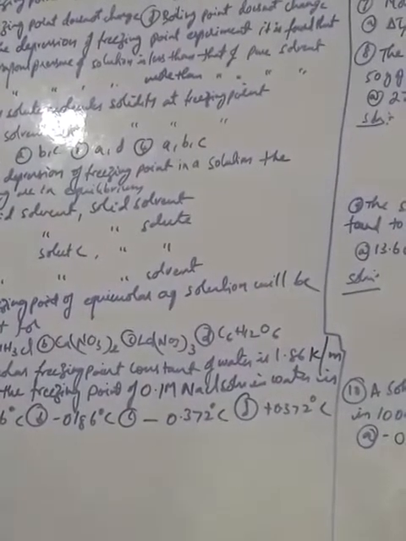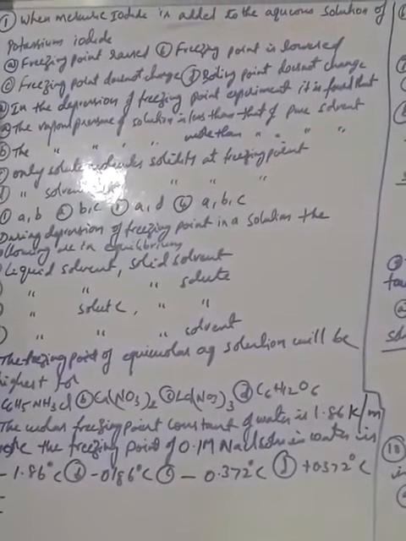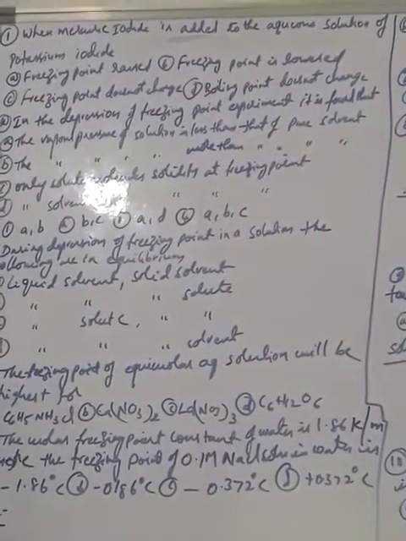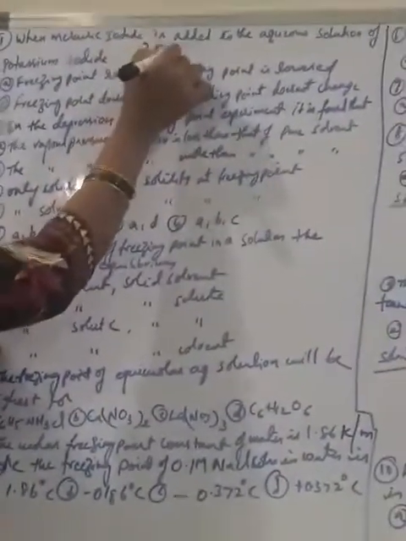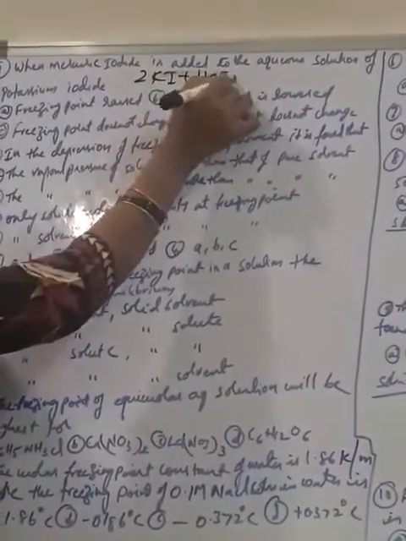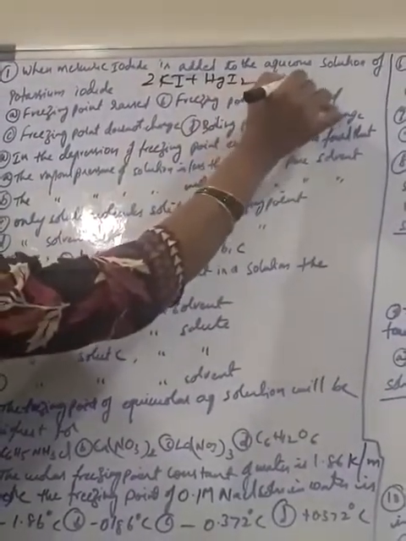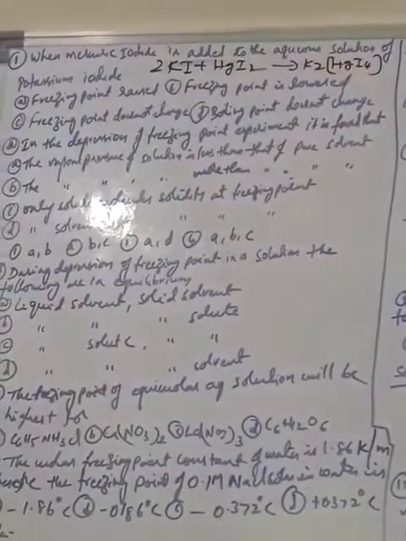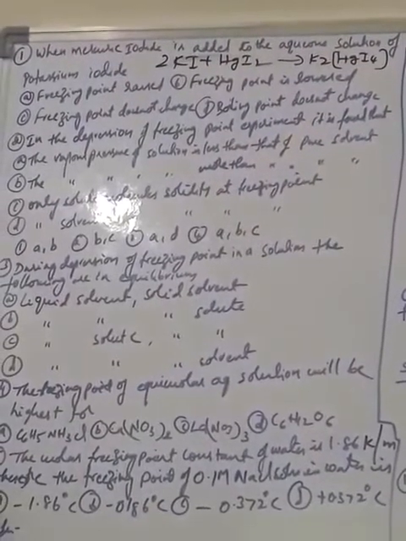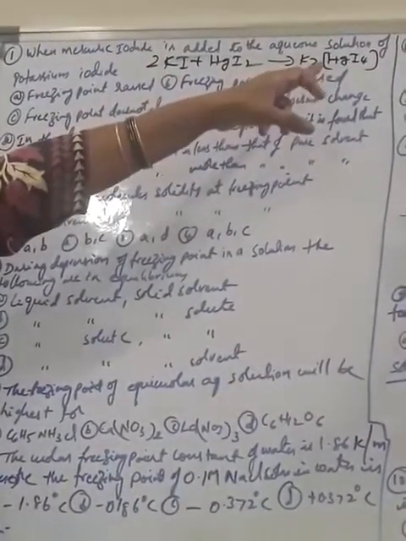So here the question is mercuric iodide is added to the aqueous solution of potassium iodide. So what reaction takes place between mercuric iodide and potassium iodide? Let us see that first. Potassium iodide reacts with mercuric iodide. Here we get a complex, K2HgI4. So this is the reaction between potassium iodide and mercuric iodide, and after the reaction we get a product in the form of a coordination complex.